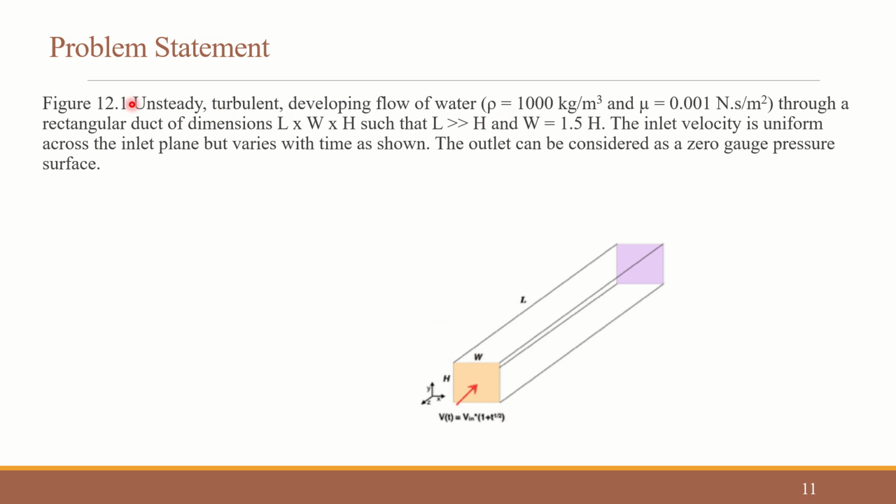And what else? We have water flow, and the flow is unsteady, turbulent and developing. It is not a steady state or developed flow. So it is an unsteady, turbulent and developing flow of water. Rho is 1000 kg per meter cube, and mu is 0.001 Newton second by meter square. We have flow through the rectangular duct whose dimensions we have given, with this inlet velocity, and the outlet is a zero gauge pressure surface. So that is the problem statement. Now we will move to the problems.